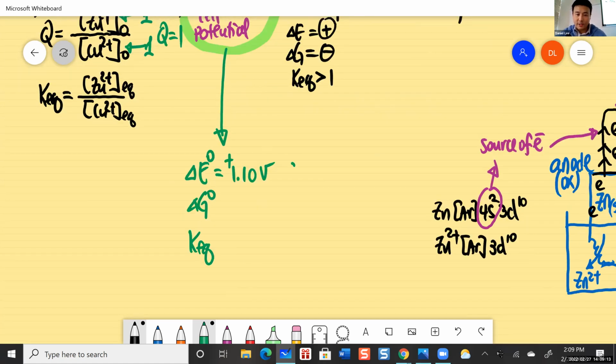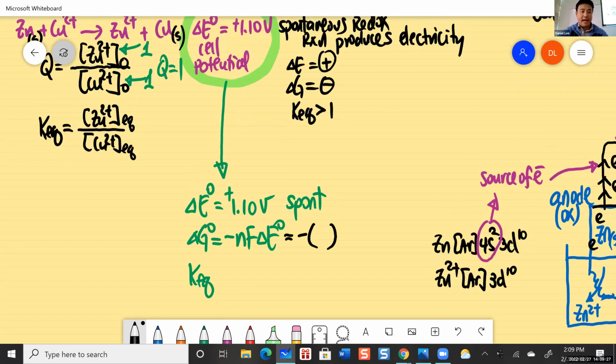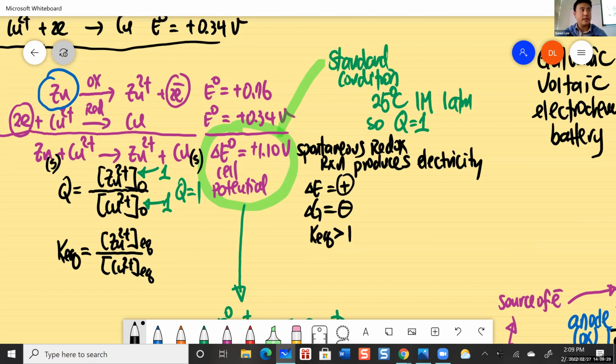This is spontaneous, so I expect delta G to be negative. The formula is negative nF delta E naught, so you literally plug in this one. What do you plug in? Moles of electrons transferred. If you look at our half reactions, what is the moles of electrons transferred? 2 and 2 is 2. Don't add them. The oxidation produced 2 electrons from zinc, and the same 2 electrons are used to reduce copper. So the moles of electrons transferred is 2. I'm going to plug in 2 for n.